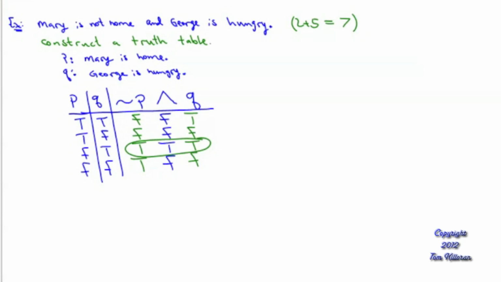So false and true becomes false. And I put the answer in between them, rather than off to the right like you're used to. So the solution to this truth table is right here. That's the whole answer. False, false, true, false. Ta-da, done.